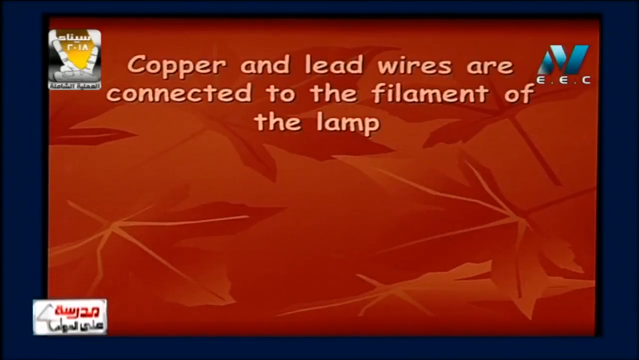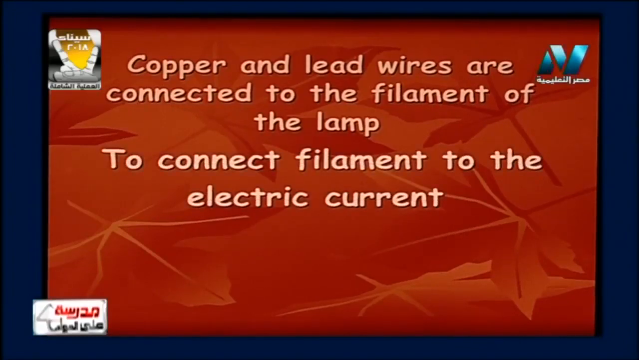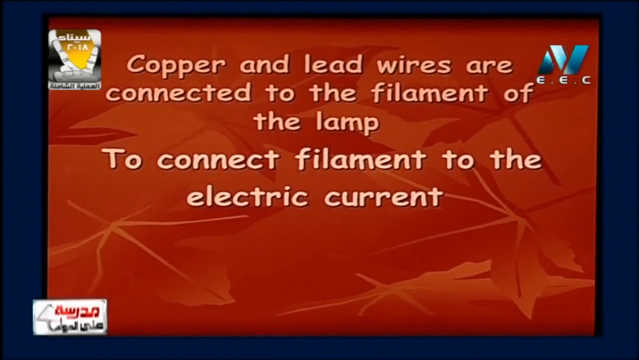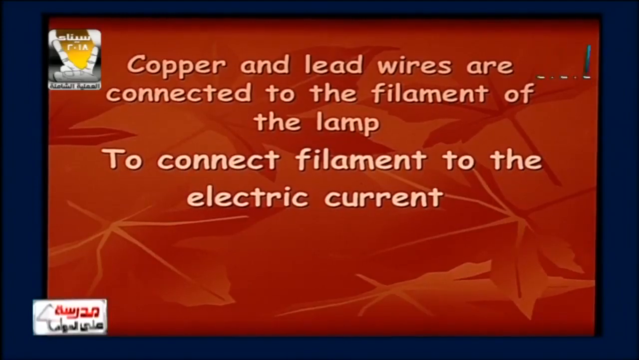Another question. Copper and lead wires are connected to the filament of the lamp. Why do I connect two wires of copper and lead to the filament of the lamp? You remember their shape well, they looked almost like the letter V. What is their function in the lamp? Because they connect the filament to the electric current. Again, copper and lead wires are connected to the filament of the lamp to connect the filament to the electric current, or I can say to connect the electric current to the filament.